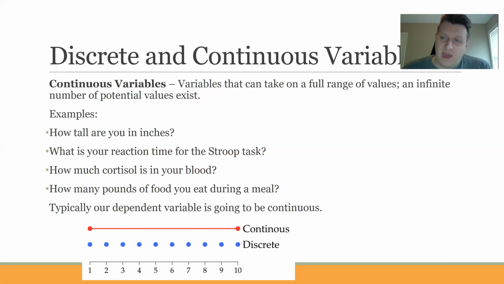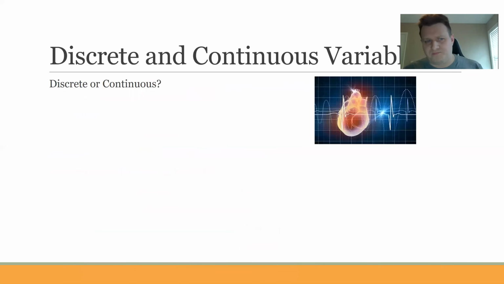This is not always the case. So for instance, the number of items that you answered correctly, that is a discrete variable, right? You can't get like half an item wrong. Well, I guess it depends on how the task is set up, but that's pretty much a discrete variable. But many times our dependent variable is going to be continuous.